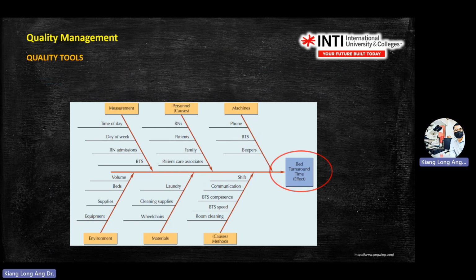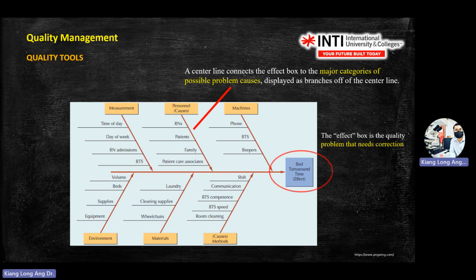So in this case, we go step by step. First you draw the effect box that you need to correct on the far left, the fish head. Then you draw the main bone. The main bone consists of an arrow from the tail to the head, and then all the arrows point towards the body of the fish.